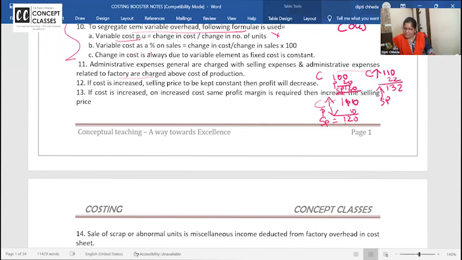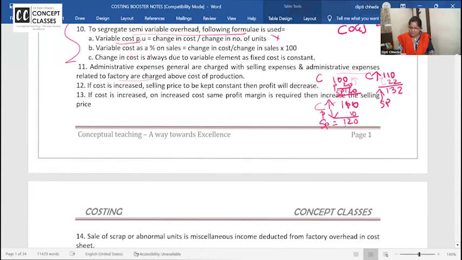If cost is increasing to 110, okay, right, and on that if I want to earn the same 20% margin, so on 110, 20% is 22, my selling price will increase. Ma'am, I want to keep the selling price same, cost has increased, so profit will come down. That's what I have written in these two lines.